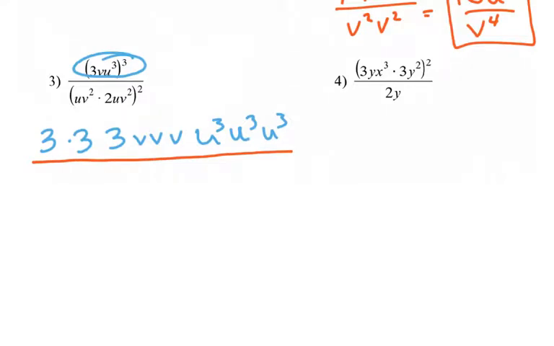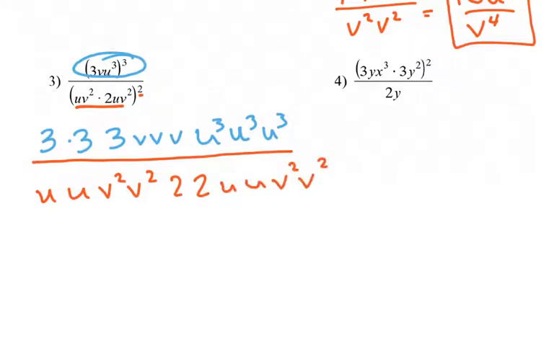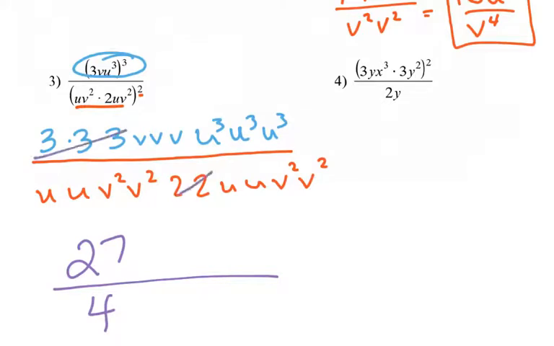On the denominator, I'm going to take everything in here and write it twice. So u, v squared, 2 times 2, u, v squared, v squared. So everything gets written. As far as simplifying, I can see that with the 2's and the 3's, nothing's going to happen there. So I'm going to have 3 times 3 times 3 on the top, and on the bottom I'll have 2 times 2. Okay, so that takes care of those things.